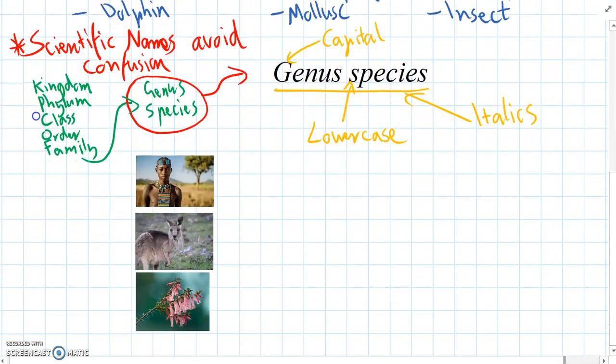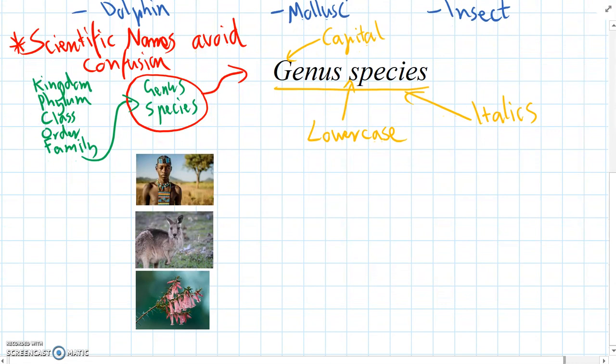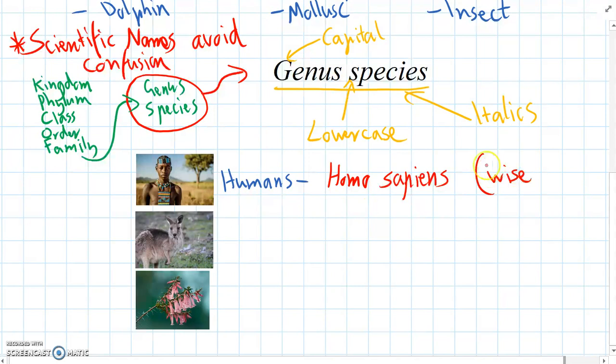Let's look at some examples of some common scientific names. Starting with us, humans. So following the method for scientific names, we'll take the genus and the species name. Our genus is called Homo, and our species is called sapiens, which means wise. And Homo means man, so our proper scientific name means the wise man.